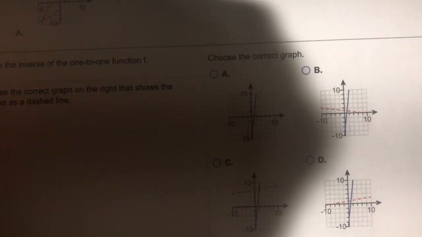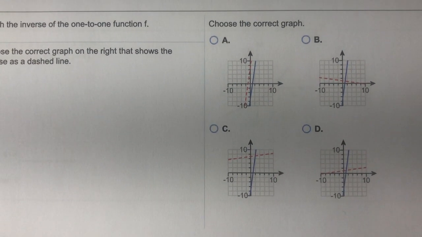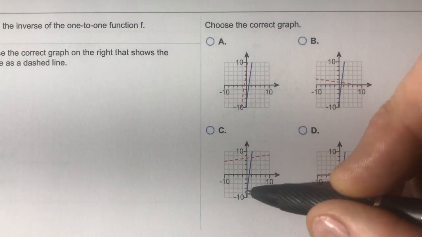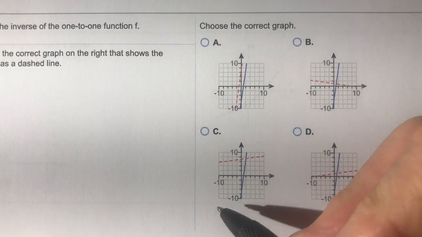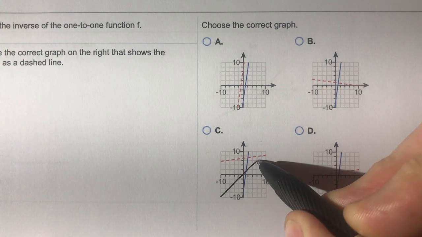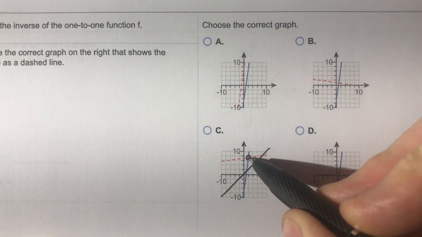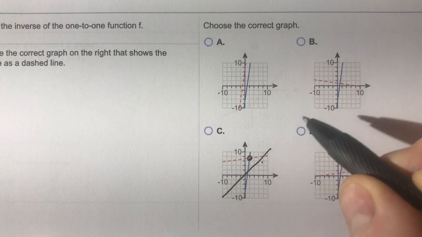Okay, on this one we just have 4 graphs here. The blue one is the function. Which red one is the correct inverse function? Well, if you draw the y equals x line, they should intersect on that line. They intersect here. This is wrong.